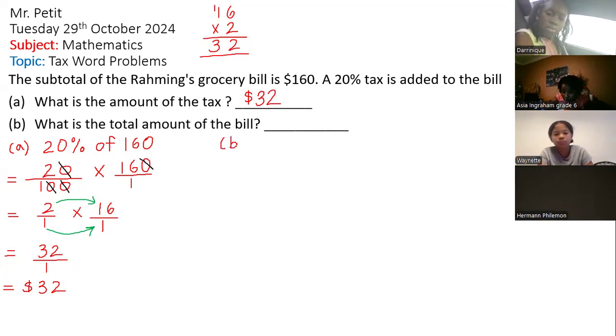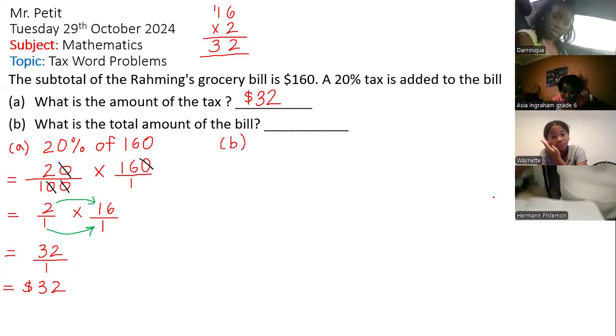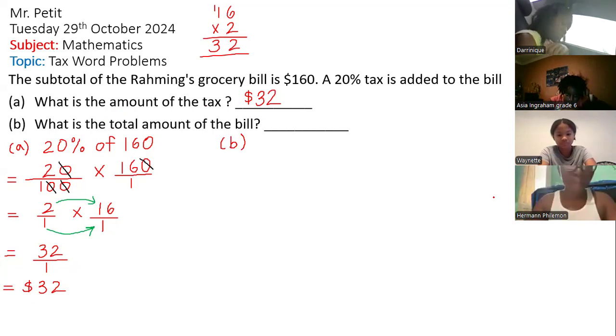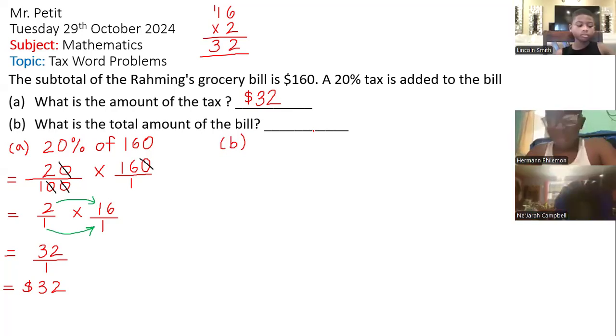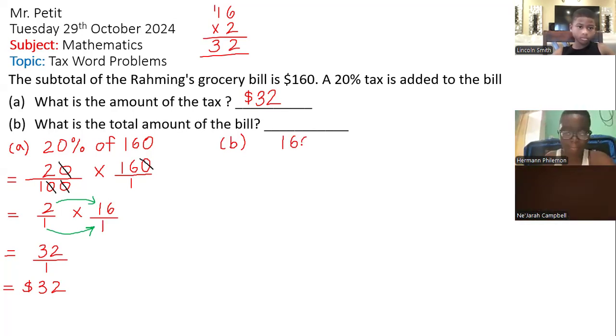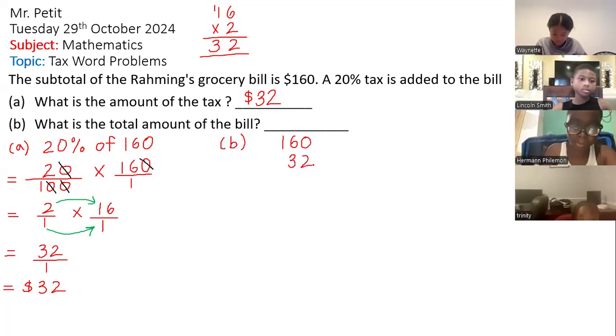Okay, so now we need to figure out, Trinity, are you there? I'm here. Are you writing this down? Yes, sir. Okay, now you want to figure out what is the total amount of the bill. Remember now, this is tax, and tax is added to the bill. So what's the total amount of the bill now? What do we have to do? Do we have to add? Very good. We have to add 32 plus 160.